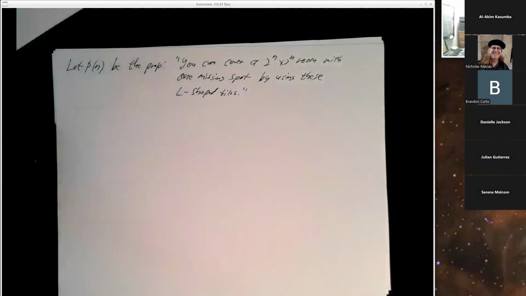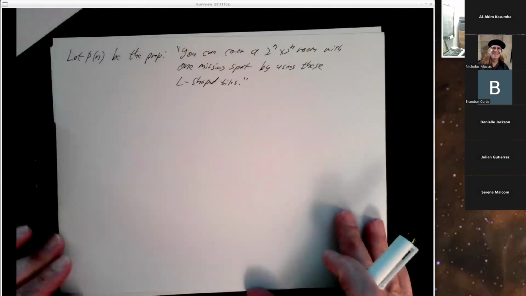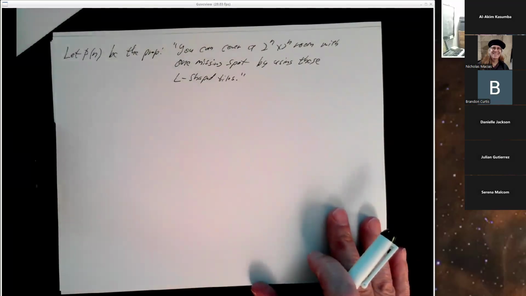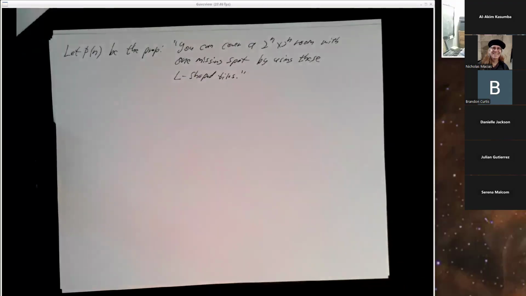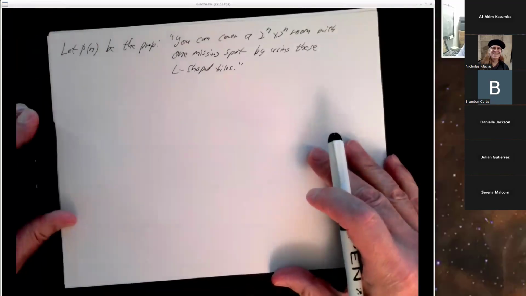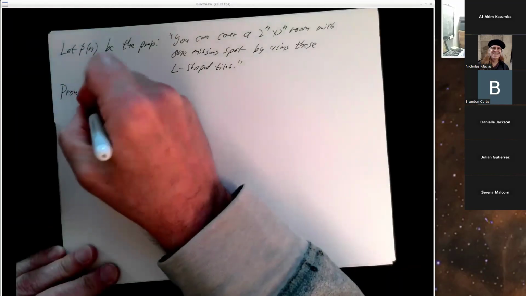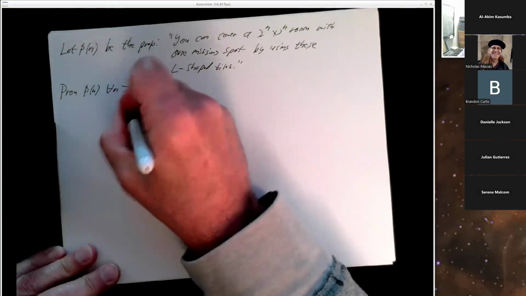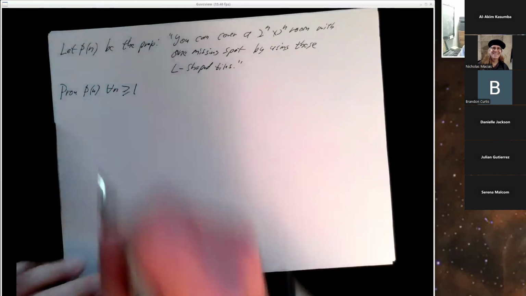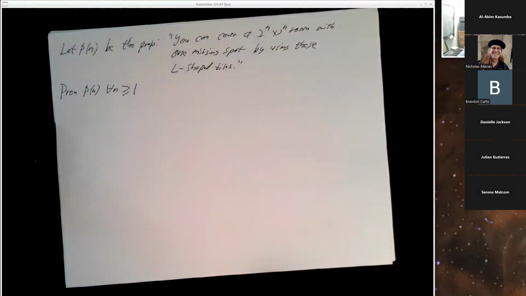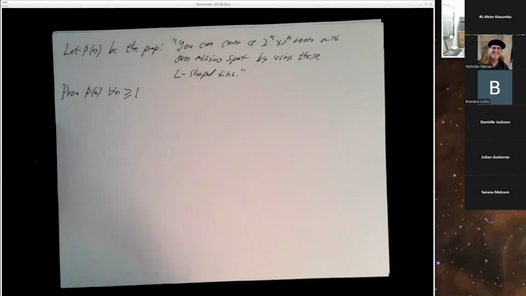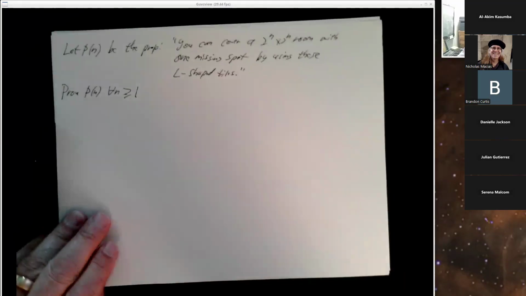There's a lot of detail in there I've said, but I haven't written. You're not allowed to overlap. You're not allowed to cut the pieces, and you have to cover every square in that room except for the one missing spot. So that's what P of n says. It says there's a way to do that. And we want to prove P of n for all n bigger than or equal to 1. So for a 2x2 room, a 4x4, an 8x8, 16x16, and so on. Okay, and we're going to do this using mathematical induction.